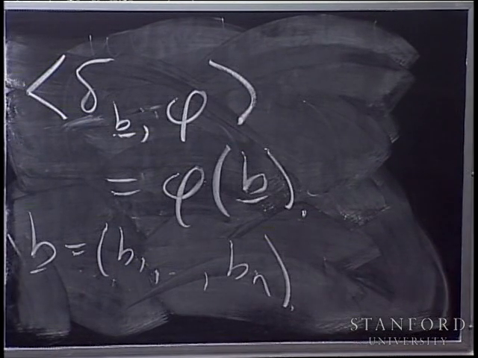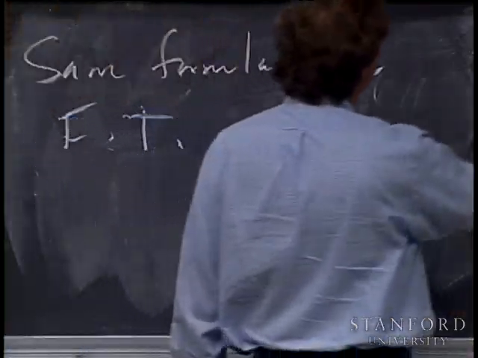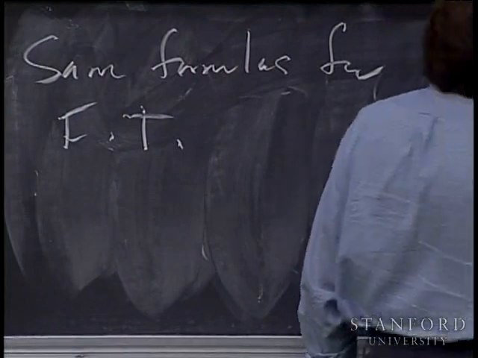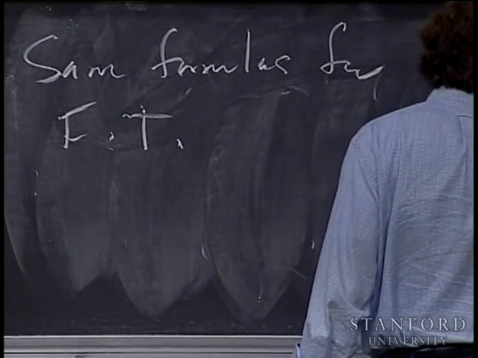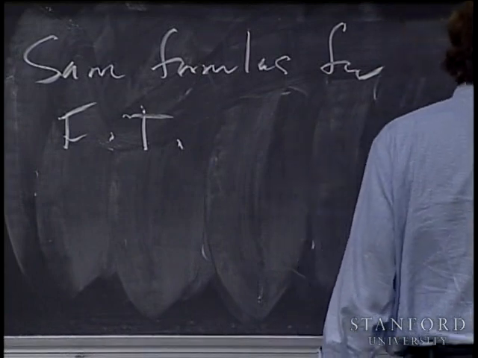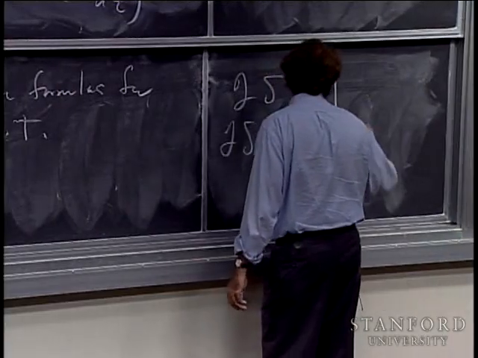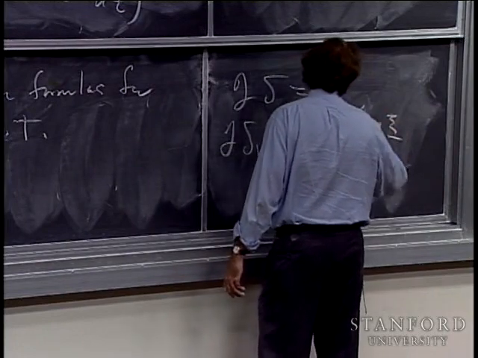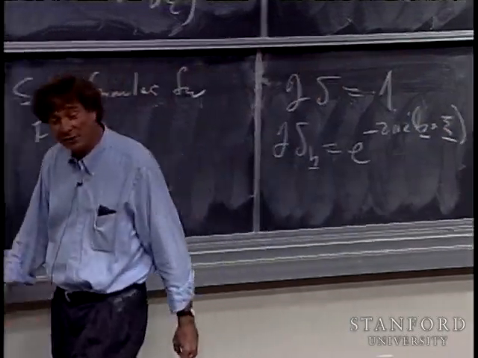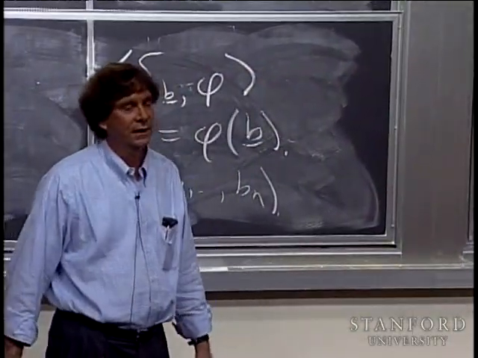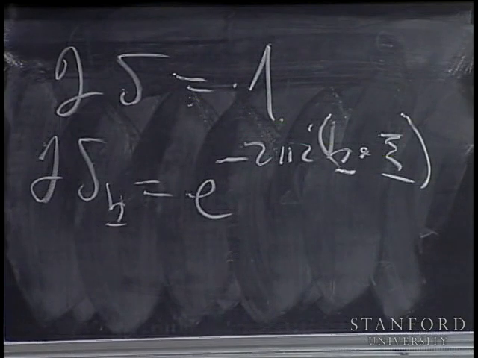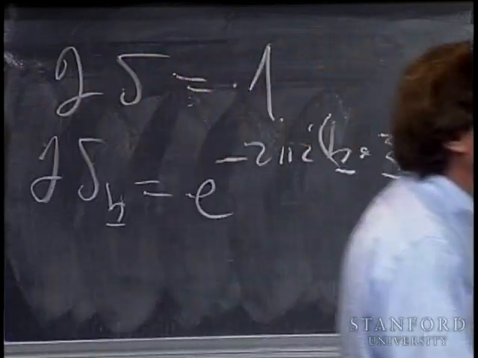And it's also true, good news, that the Fourier transform behaves the same way. You have the same formulas for the Fourier transform. That is to say, the Fourier transform of the delta function is 1, the constant function 1. And the Fourier transform of the shifted delta function, delta sub b, is e to the minus 2 pi i b dot c. So again, if you use the vector notation, it looks the same as the one-dimensional case. It's a complex exponential.